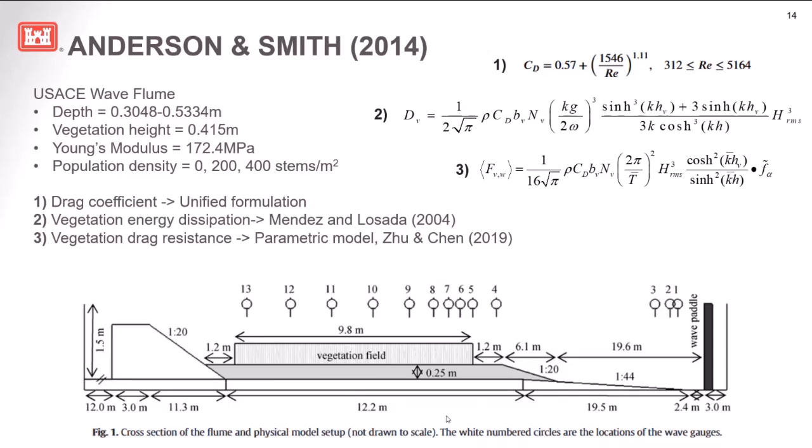The simulation results were compared with the observations from wave gauge 5 to wave gauge 13. The models we've chosen for our simulation are the unified formulation for the drag coefficient, Mendes and Losada formulation for the vegetation energy dissipation, and the parametric model for the vegetation drag resistance.